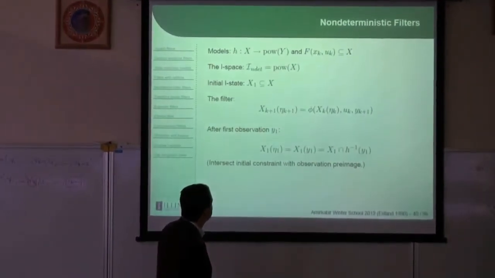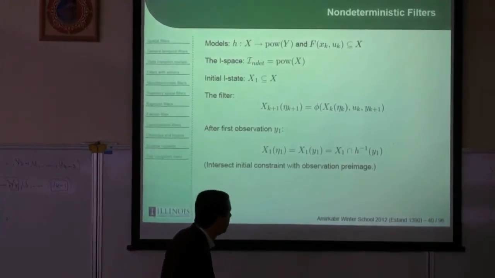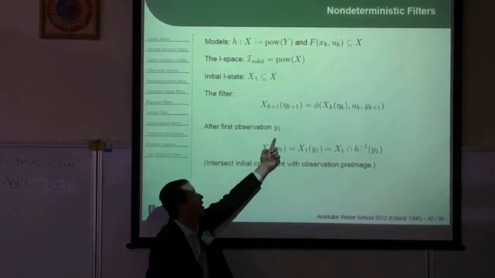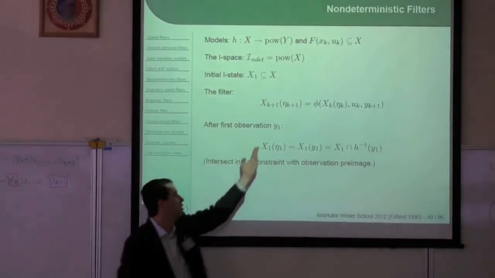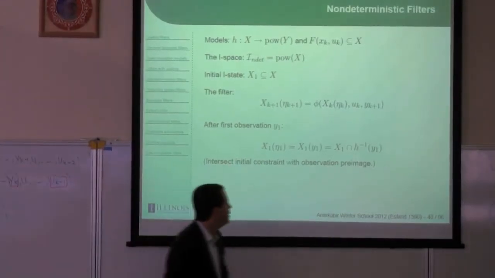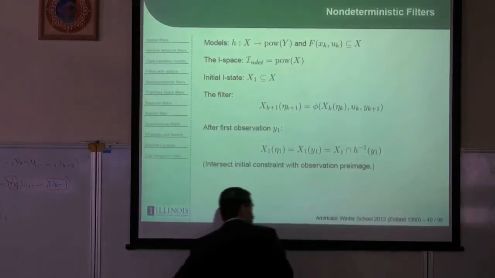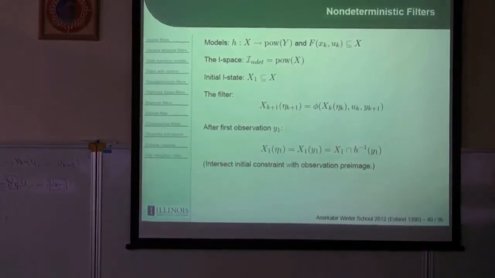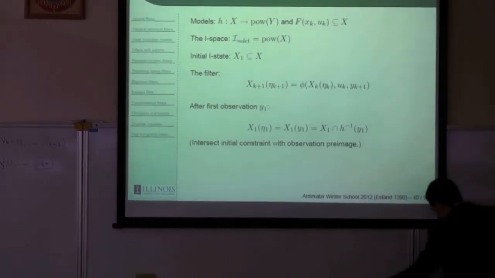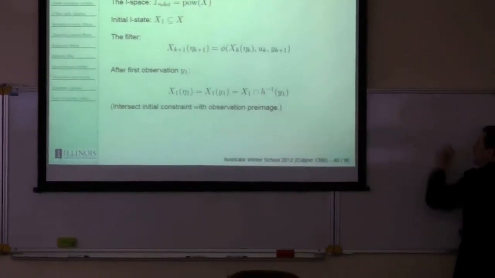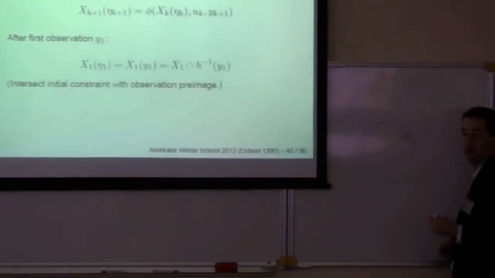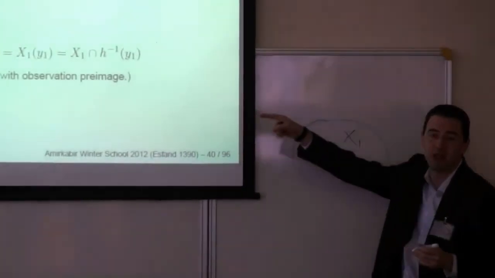So after the very first observation, here's what we should do. If I get the observation y1, I'm going to describe this in an incremental fashion. If we get the observation y1, we just compute this intersection. Does that make sense? Let's take a look at that. So if I say that initially, we're somewhere in x1, right? And then I get a sensor observation immediately.